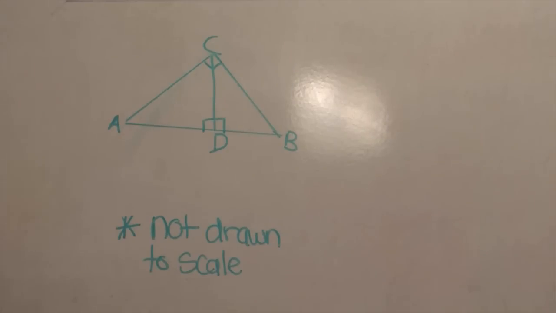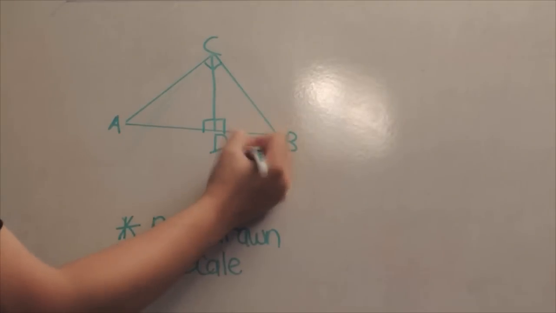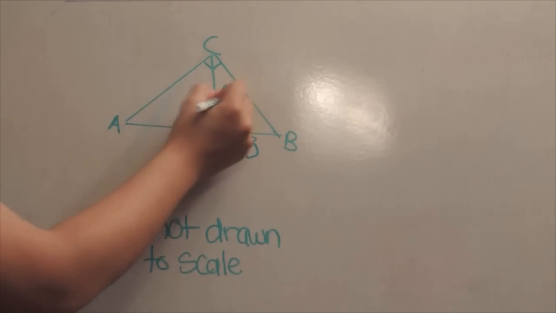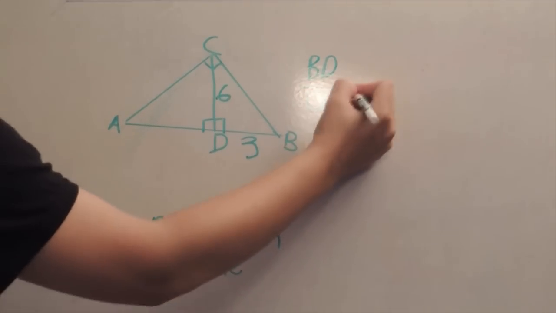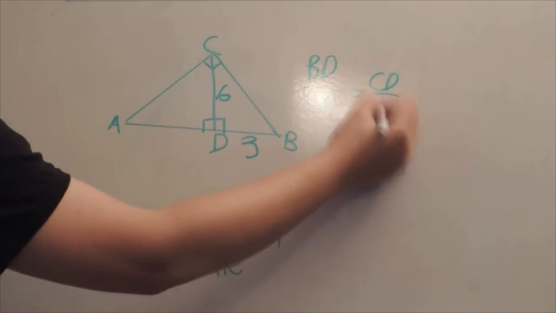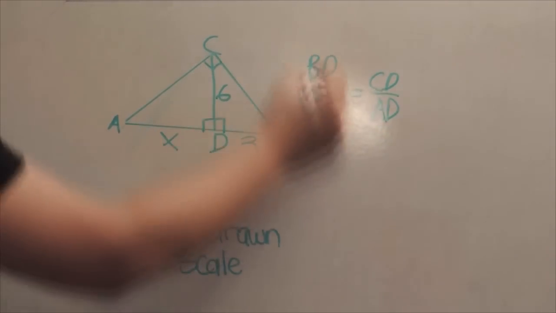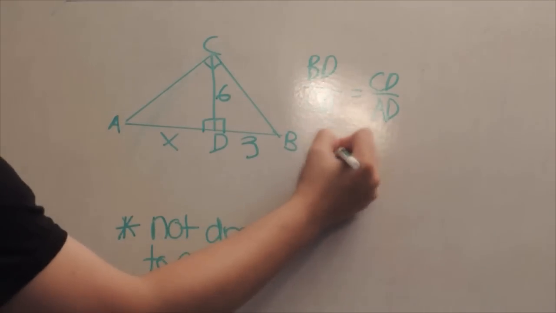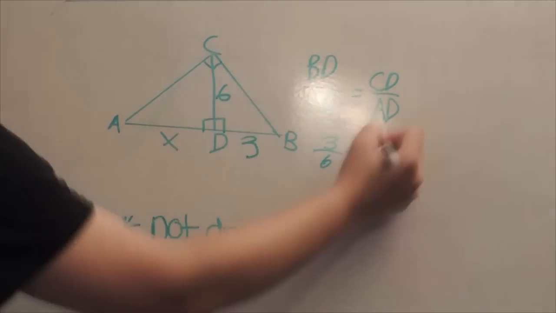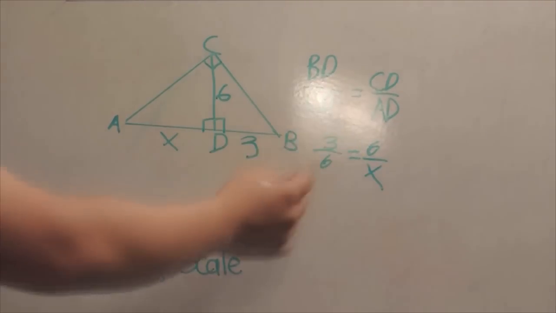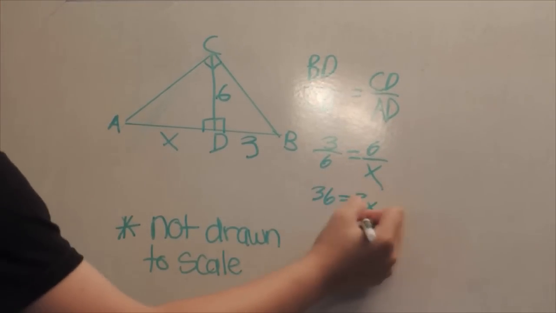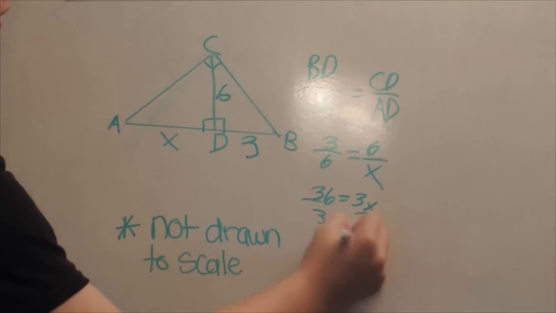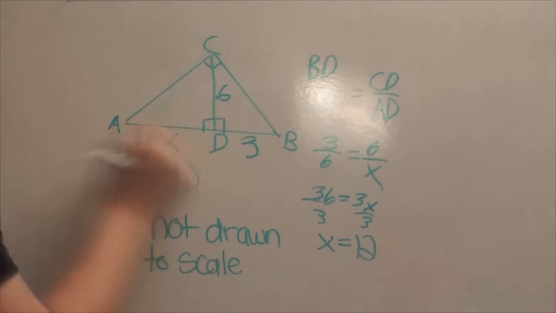How do you use these geometric mean theorems? Say DB is 3 and CD is 6. Now you can find the value of AD by using the theorem BD over CD equals CD over AD. Now if you put in the values, you get 3 over 6 equals 6 over x. Now you can cross multiply and you get 36 equals 3x. Now if you divide both sides by 3, you get x equals 12. So the value of AD would be 12.